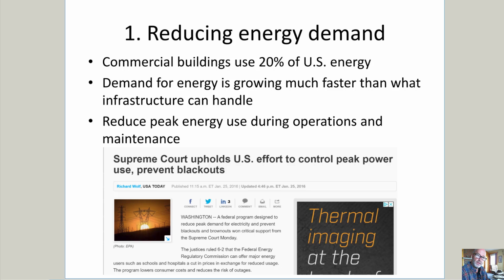Our infrastructure, the electrical grid, is having trouble keeping up with the demand for energy too. So if we just didn't need as much energy, and in this case we're talking about peak energy demand, so the maximum amount we use keeps getting larger, then the grid has to be bigger and more substantial to handle that. So there's some ripple effects to energy demand.